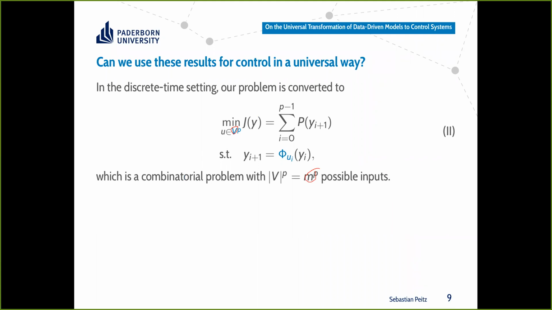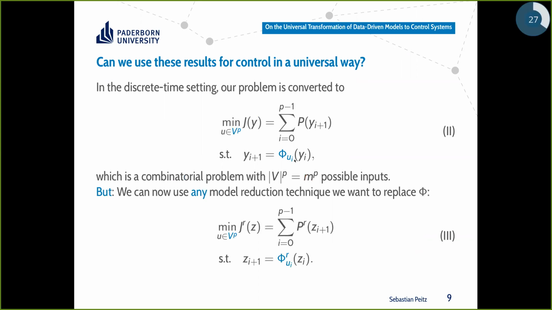So this is more challenging because it's combinatorial, but this allows me to simply use any model order reduction technique that I want to replace my time t-map phi by phi r. I'm not even required to replace all of these individual maps by the identical model. I can just pick any predictive model I want. So this is the huge advantage. The surrogate modeling becomes easier, the control part becomes more challenging.